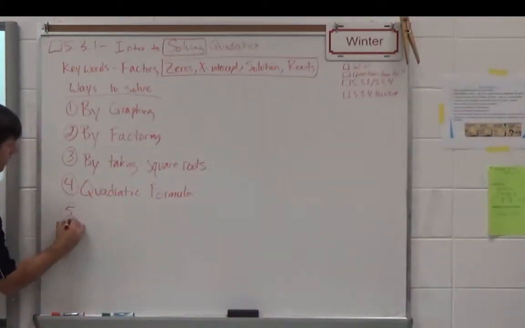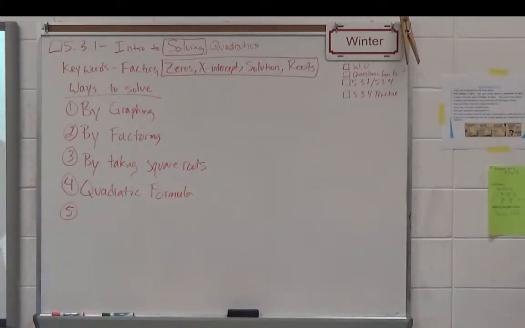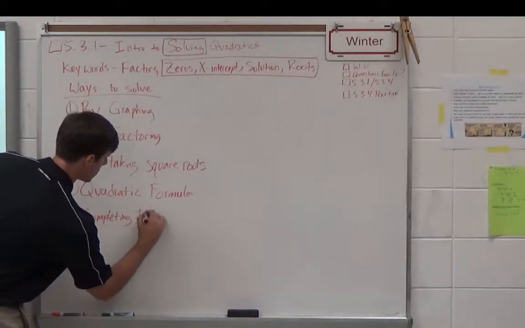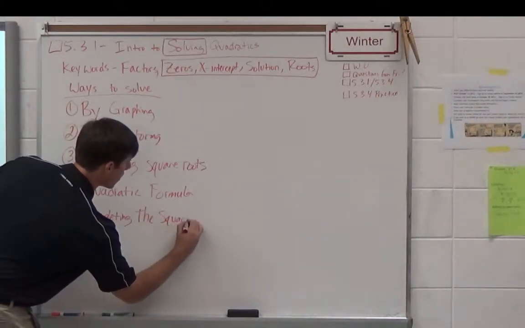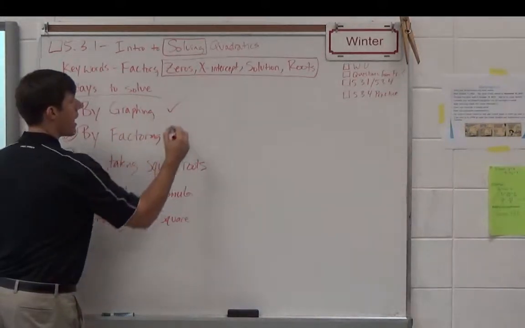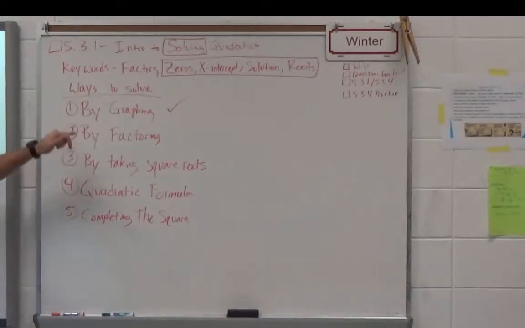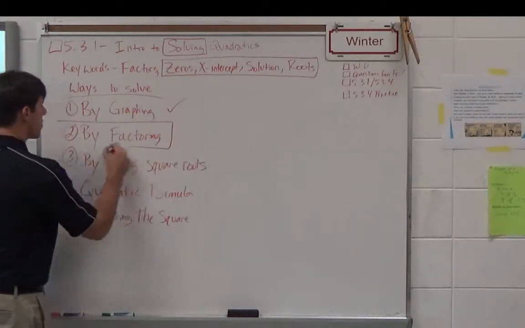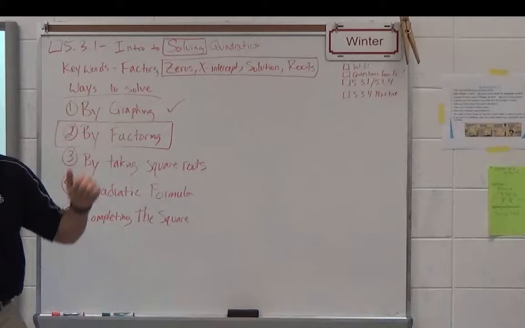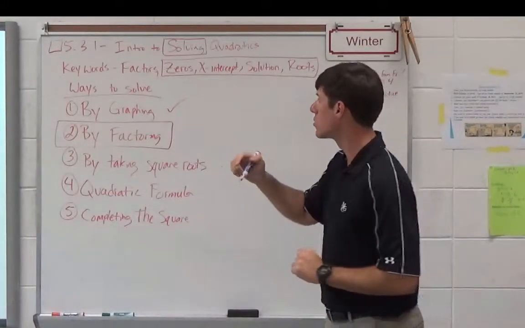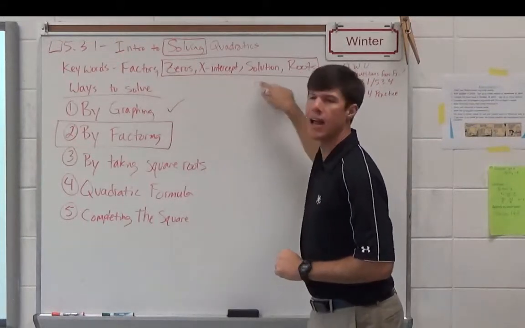And then the last way I think we're going to solve is completing the square. So if you think about it, we've already done graphing. That was earlier. So the next things are factoring, taking square roots, quadratic formula, and completing the square. Today, we're going to focus on solving a quadratic by factoring. Any questions up to this point?